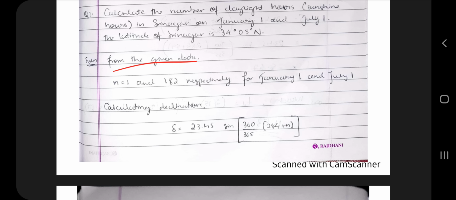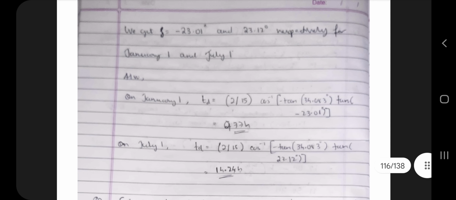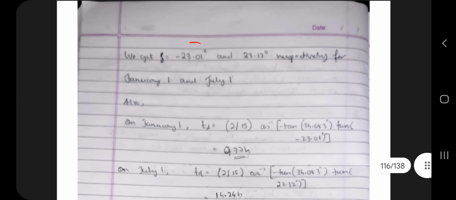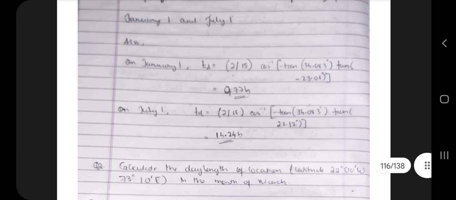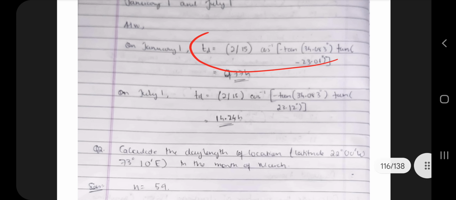From the data given to us, n is equal to 1 for January 1 and n is equal to 182 for July 1. That is the number of the day of the year. January 1 is the first day, July 1 is the 182nd day. After you get that, calculate the declination. Very simple. After you get the declination by Cooper's equation, you get two answers for January 1 and July 1, and then you have to take this formula.